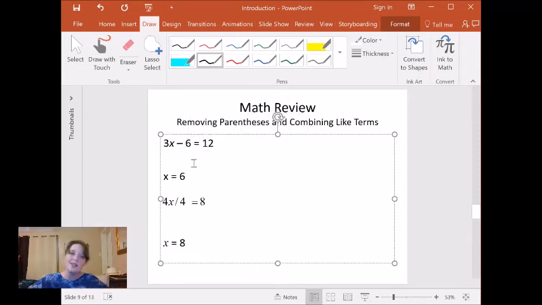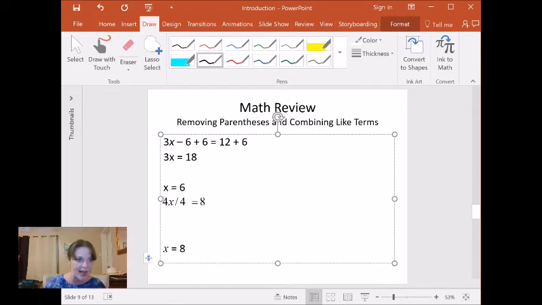But anything you do to one side of the equation, to refresh your memory, you have to do to the right side of the equation. So if I'm going to add 6 over here, I need to add 6 over here. And then I end up with the expression 3x equals 18. Well, now I'm trying to get x by itself, so I'm going to divide both sides by 3. So I'm going to take 3x and divide by 3.